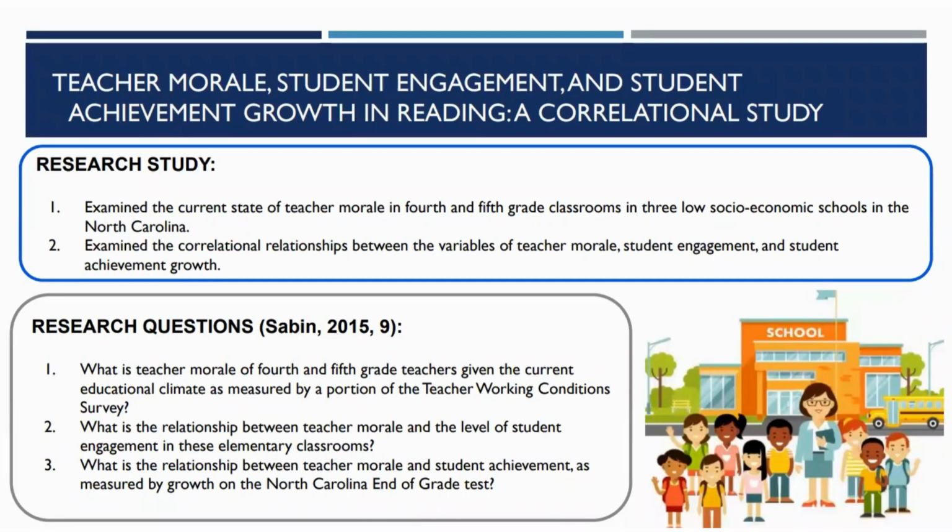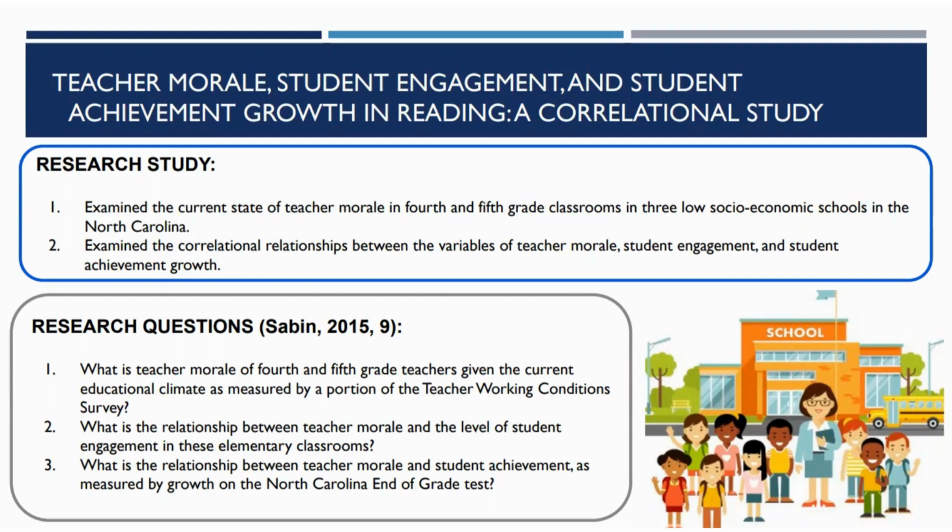All right, this example is a correlational study by Sabin, and it sought to explore the relationships between teacher morale, student engagement, and student achievement in regards to reading in 4th and 5th grade classrooms in North Carolina. This study used literature surrounding the 3 variables to see a need for further research. 3 research questions came from the literature to form the basis of this correlational study.